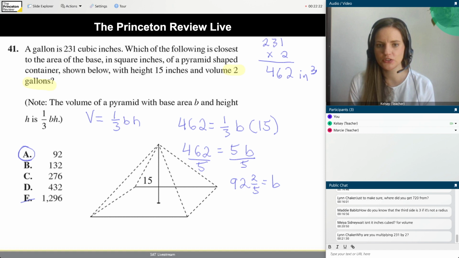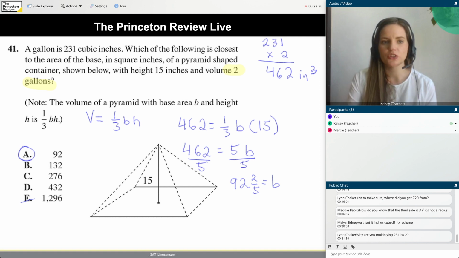Any other questions with how we did this one? Even if you don't have a lot of experience calculating stuff going on with pyramids, same as with the other questions, take the formula they give you, write it down, and try to piece together what you have. And sometimes that'll lead you in the right path to getting to the answer. Okay.